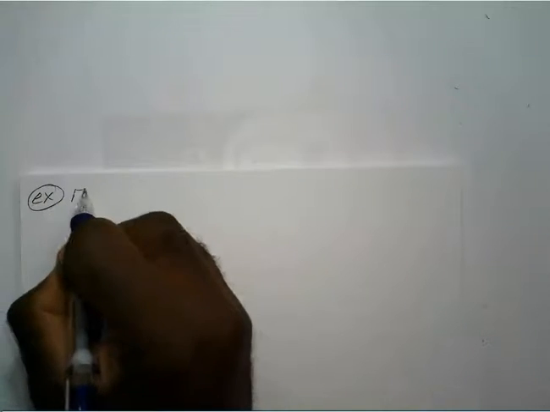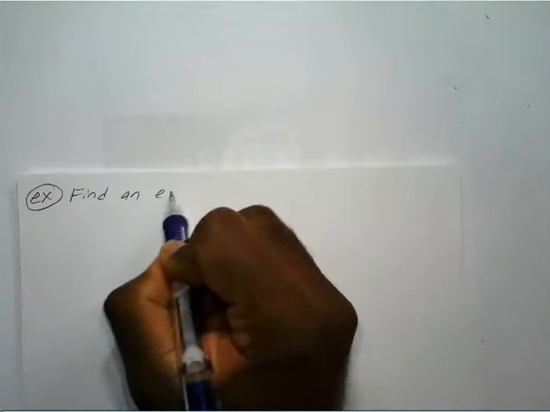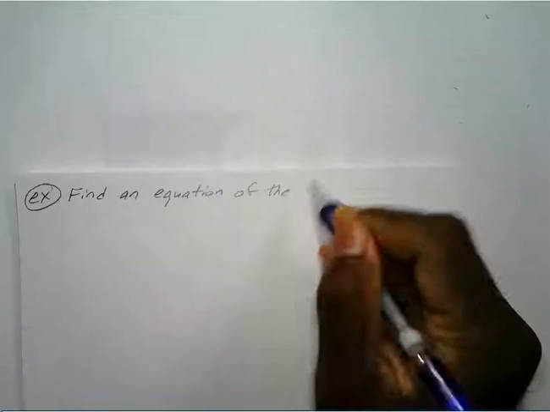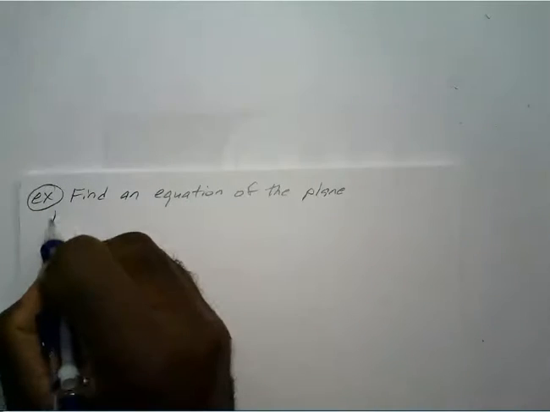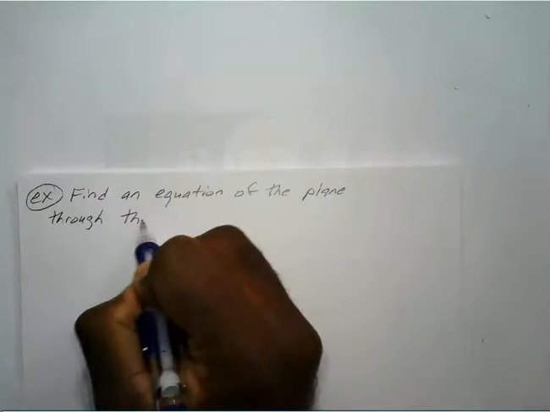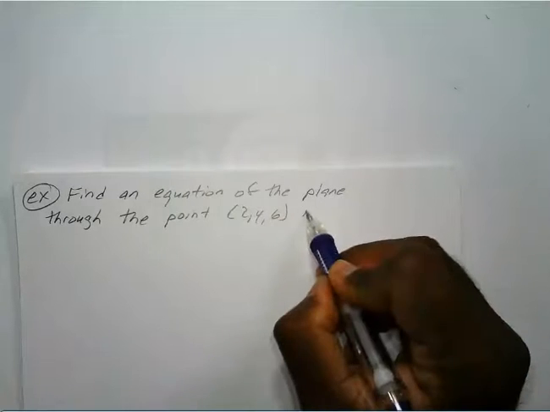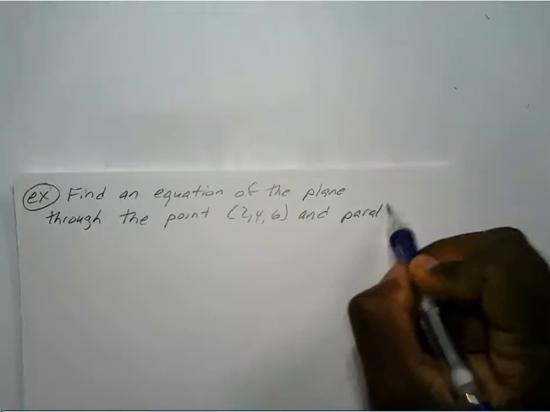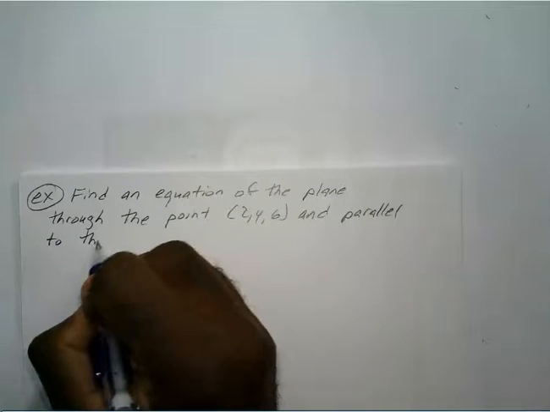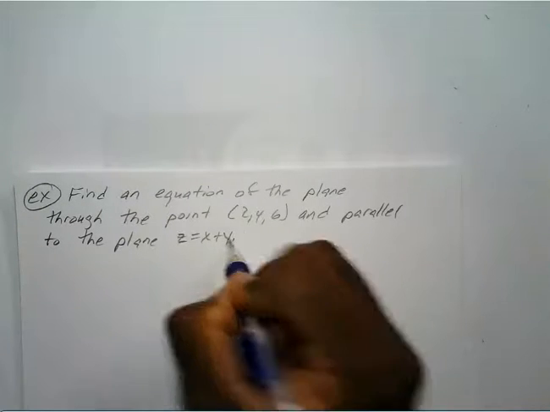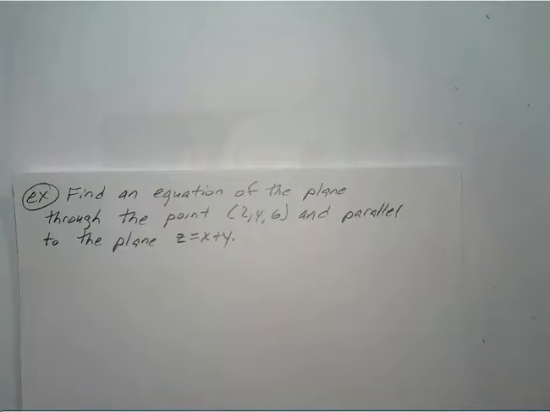All right, so for this example, what if we want to find an equation of the plane through the point (2, 4, 6) and parallel to the plane z equals x plus y.